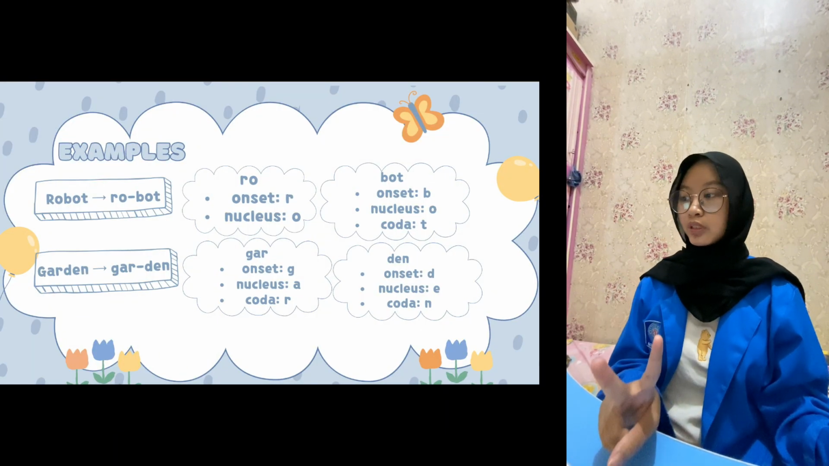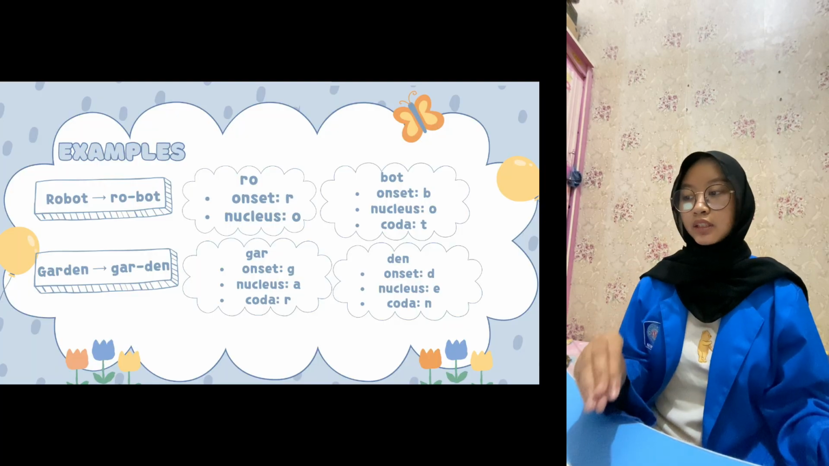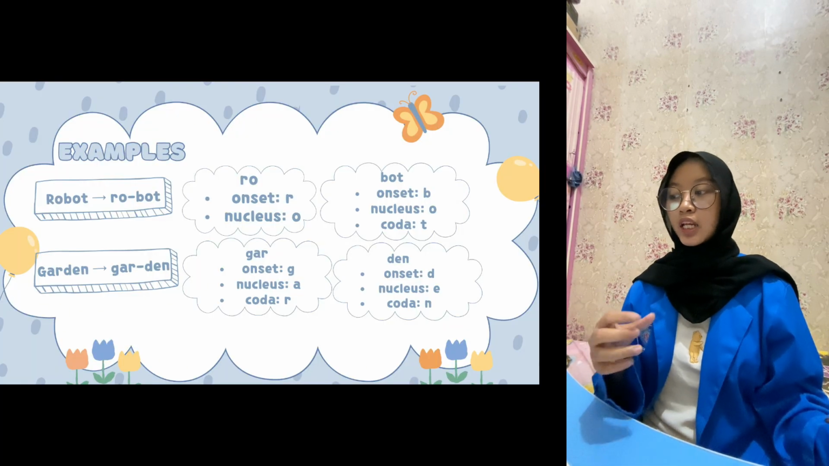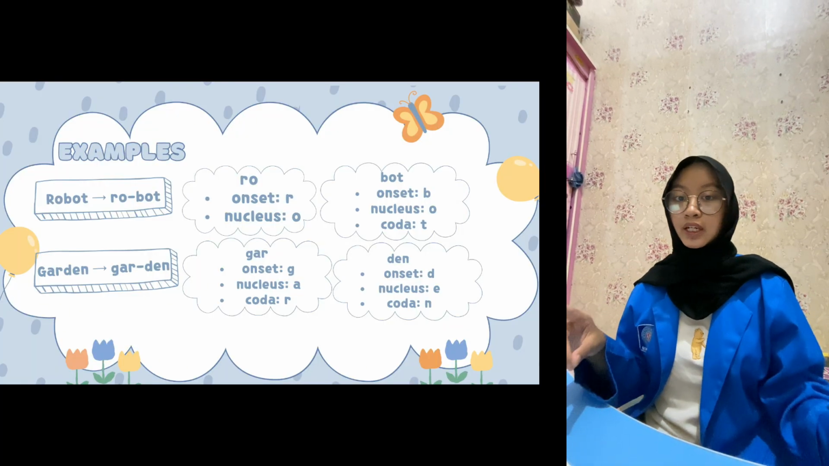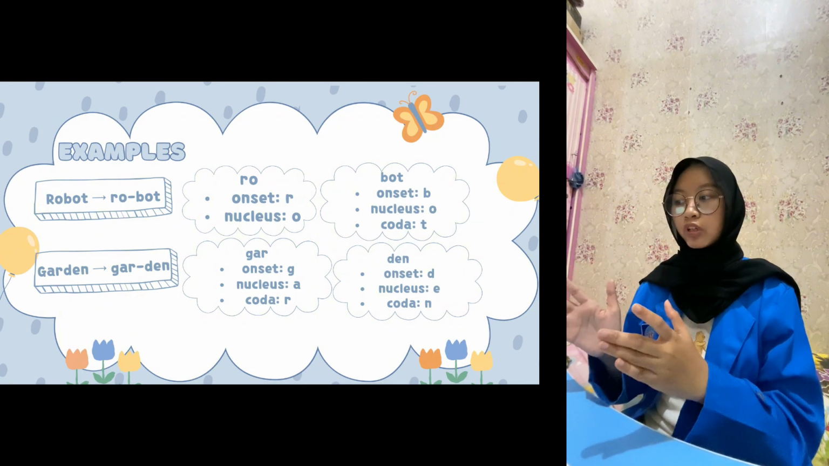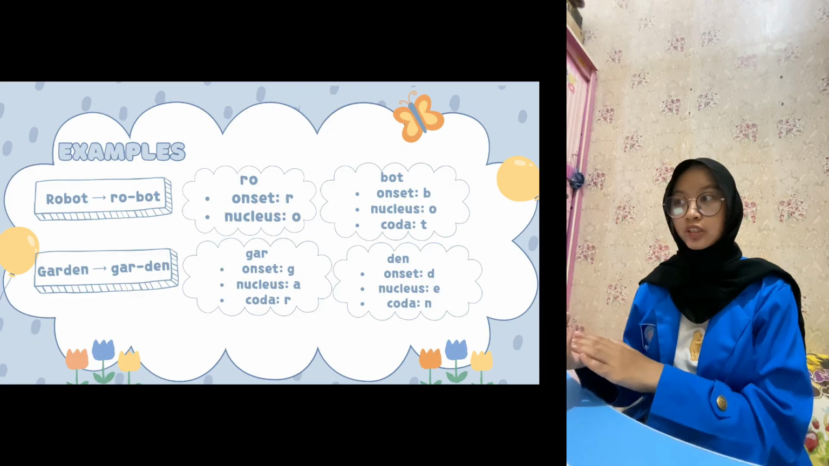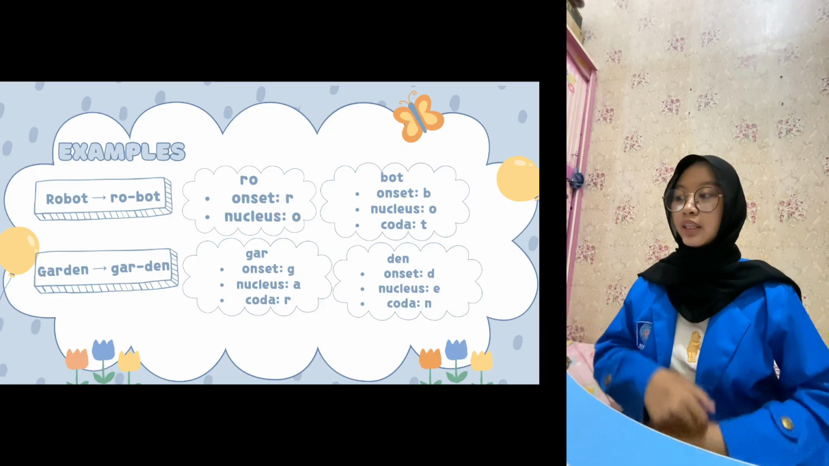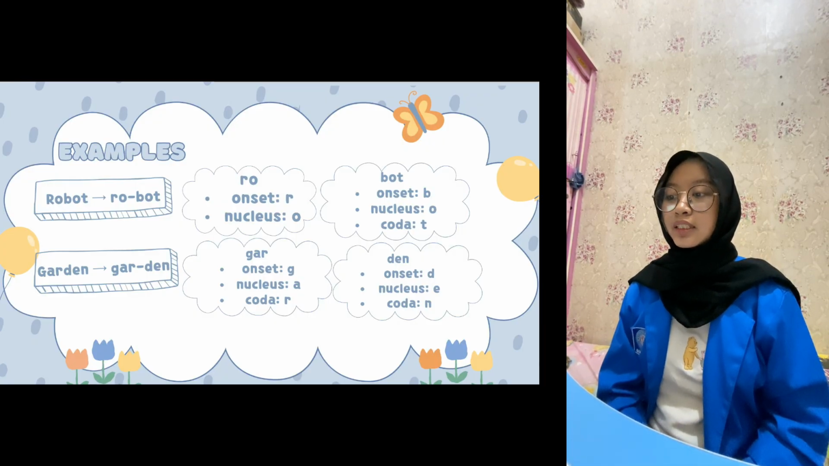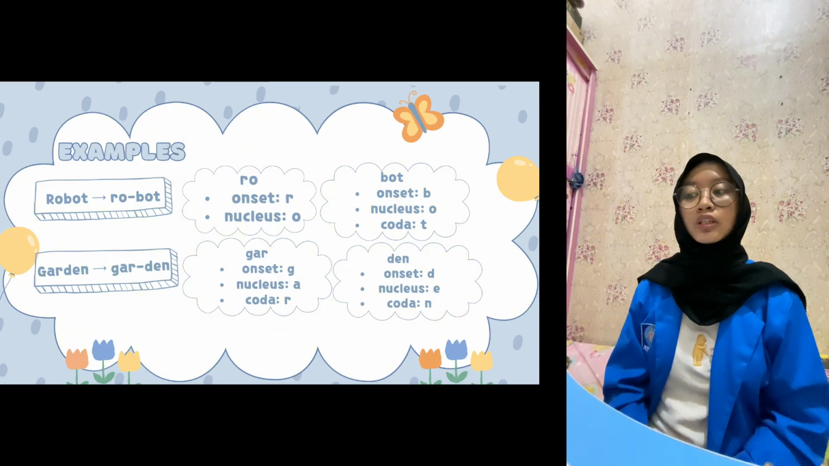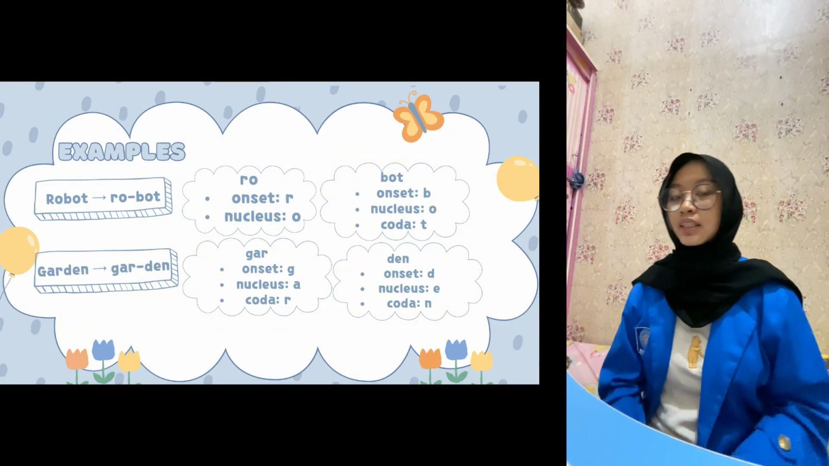It contains 2 syllables, gar and den. The onset is G, the nucleus is A, and the coda is R. Why does the coda show up in the middle of the word? Because R is a consonant, and a consonant is considered a coda. And for den, D is the onset, E is the nucleus, and N is the coda.